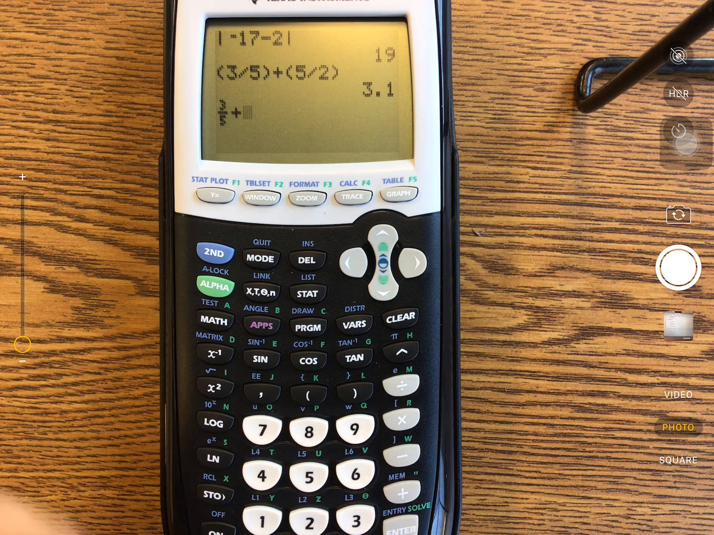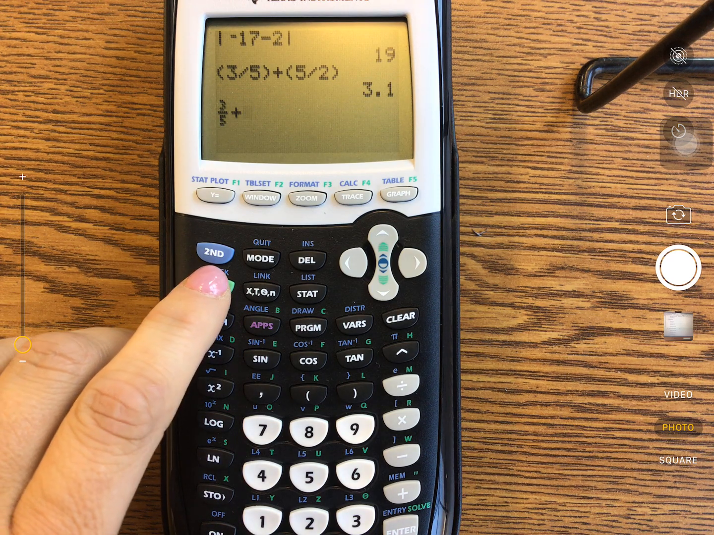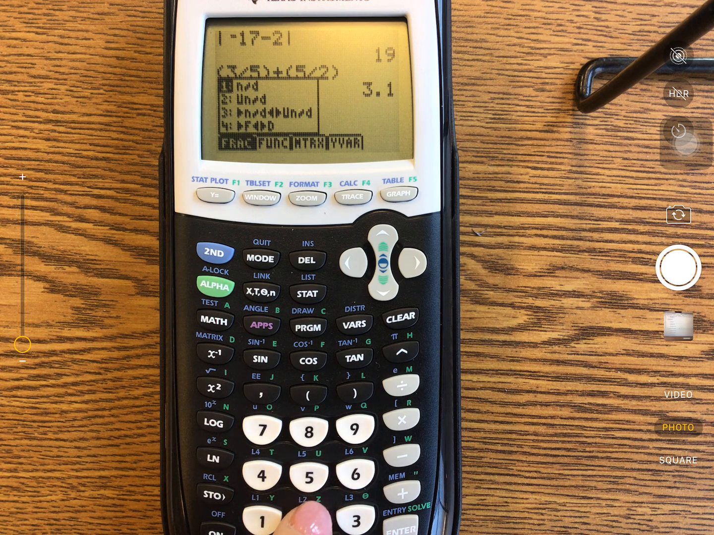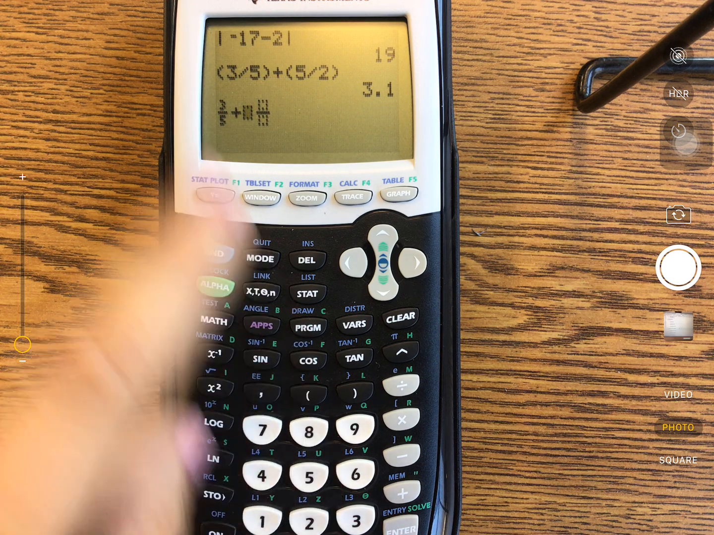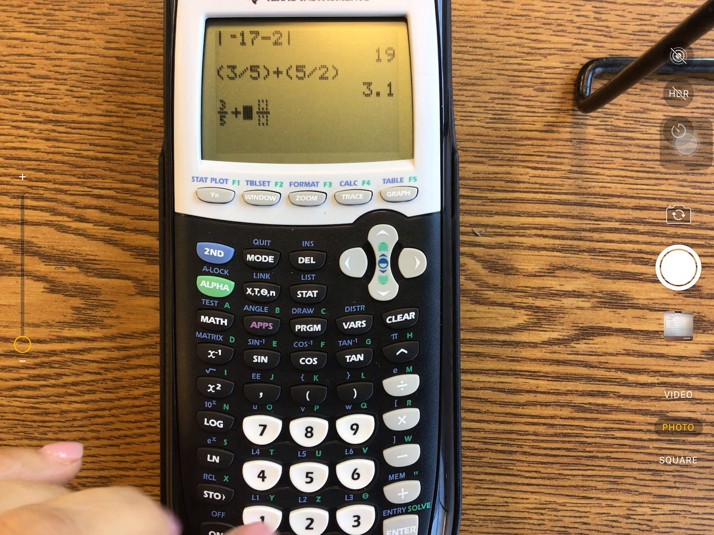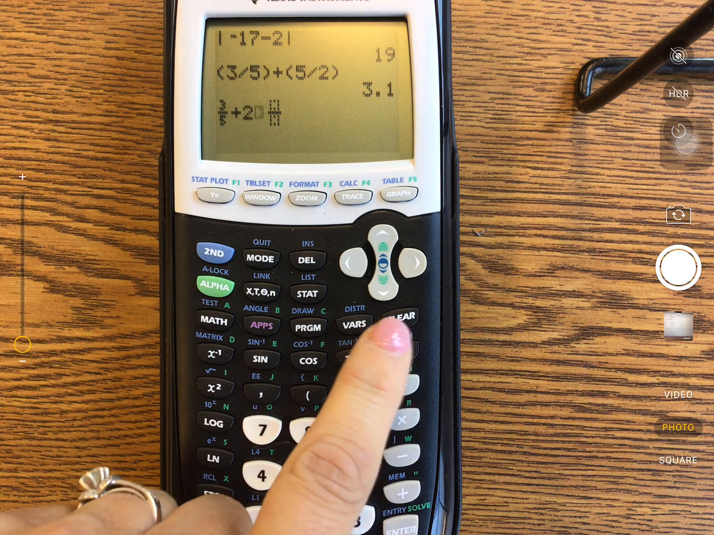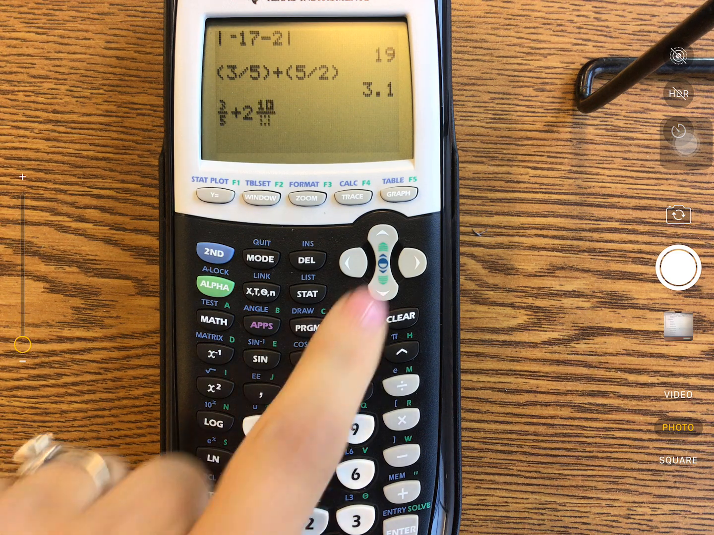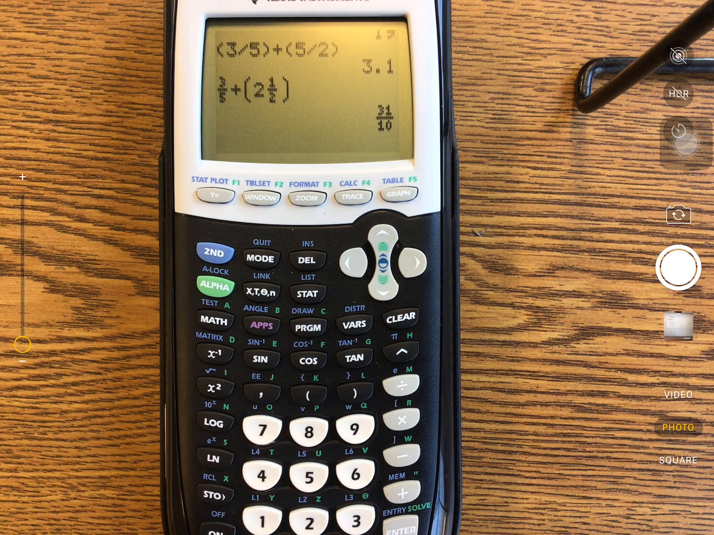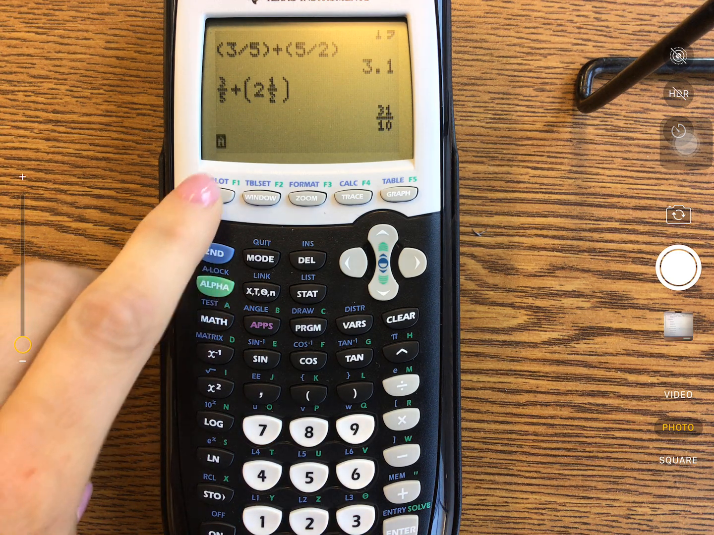And now we're going to put in the mixed number we had originally. So back to alpha, y equals. We're going to go down to option 2. Now you can scroll down or you can click 2. And then it shows up as a mixed number format or template. So we're going to do 2, go over, and 1/2. And when we hit enter, it automatically put the brackets for us. It's 31/10.